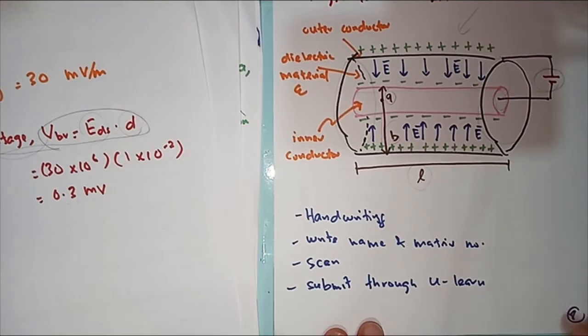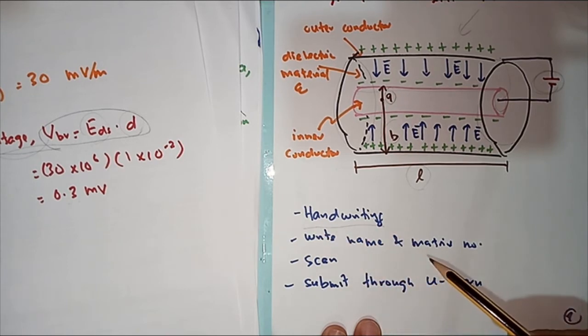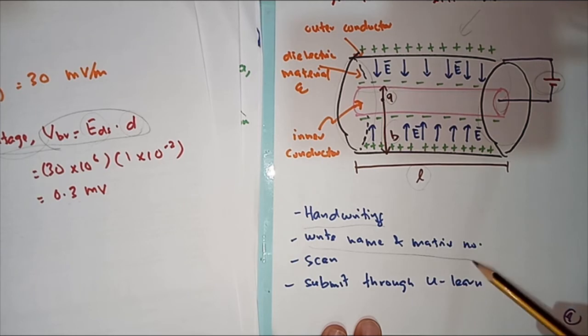Alright, you need to do this exercise by using your own handwriting. So write your name and matrix number in your answer, scan it, and submit through ULearn.